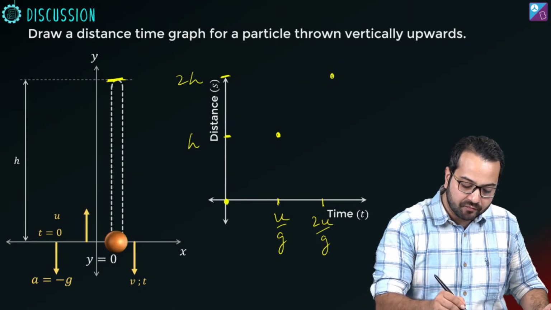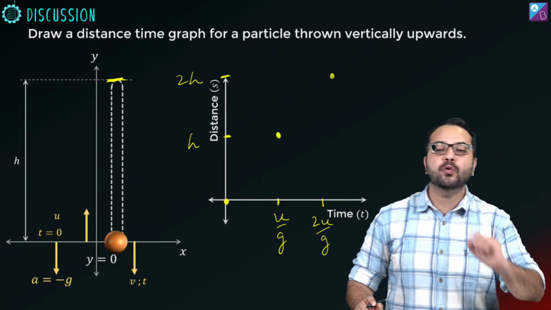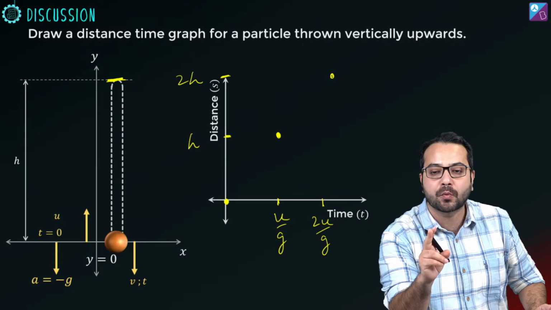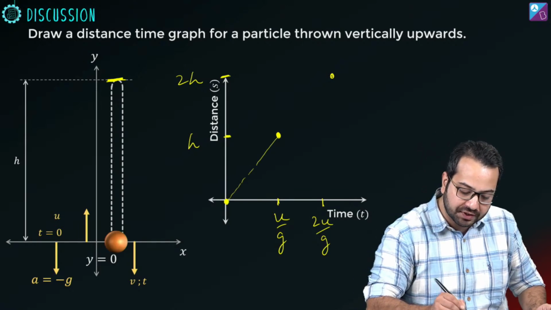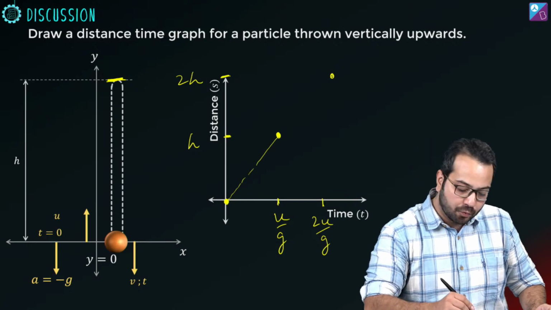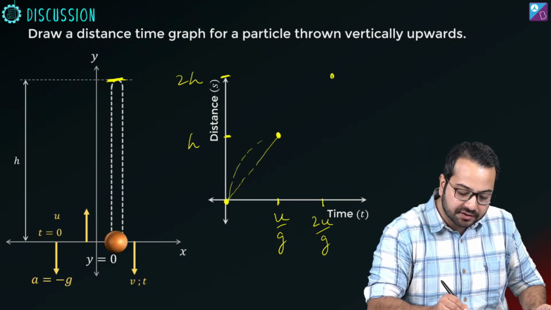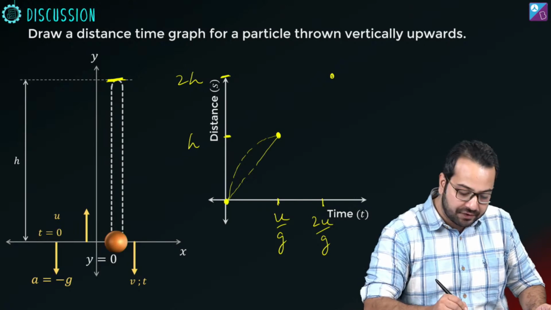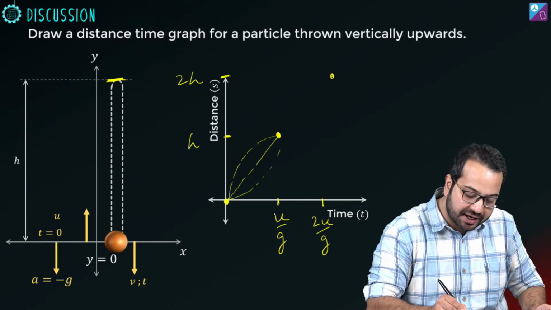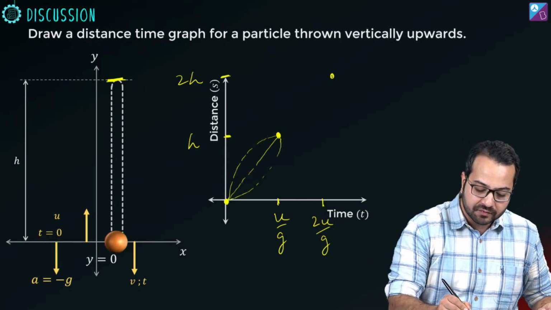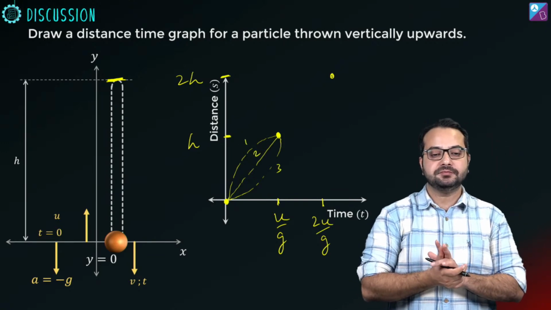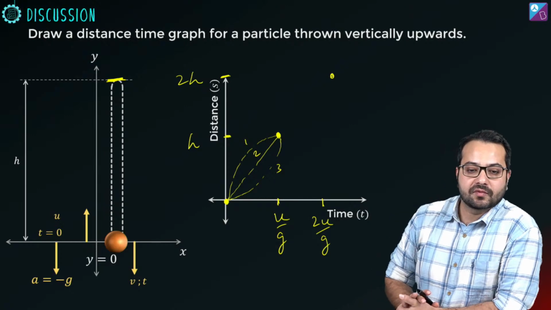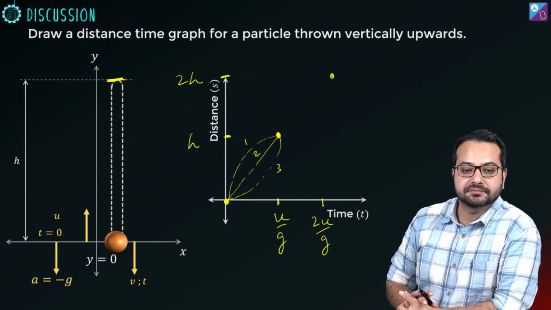So first tell me, from 0 to h, how do we join these points? We can join these 2 points in 3 ways. We can join these 2 points with a straight line. We can join these points like this, and we can join these points like this. बताओ मेरे को 1, 2 और 3 में कौन सा होगा? Tell me.